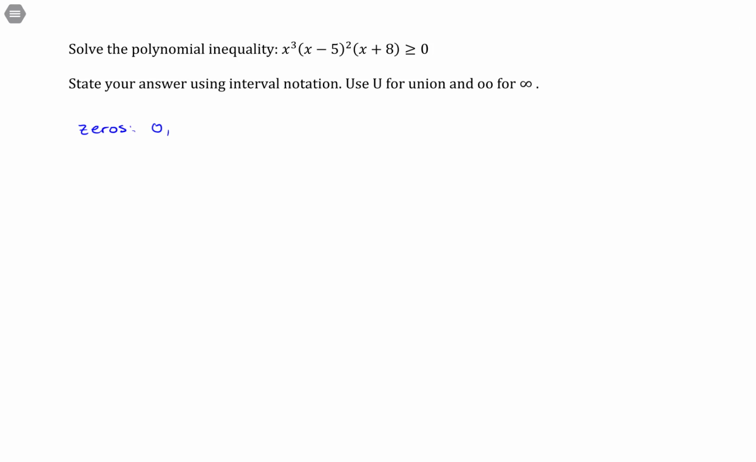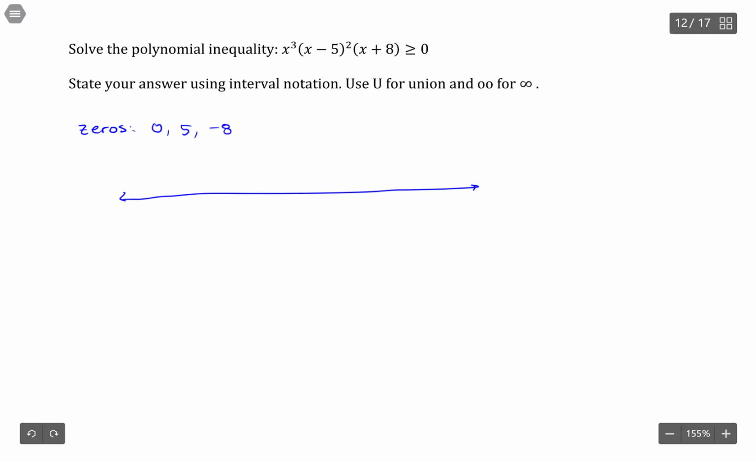So 0 itself is a zero. If I take x minus 5, set that to 0 and solve, then 5 is a zero, and so is negative 8. Now I'm going to put these values on a number line in increasing order. And I need to see what's happening in between each of those values as to whether this is going to be positive or negative. Now my final answer, I'm looking for values that are greater than or equal to 0.